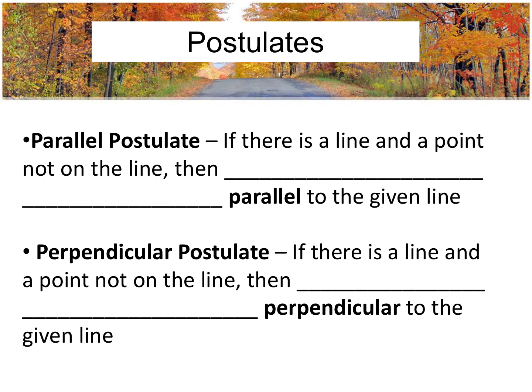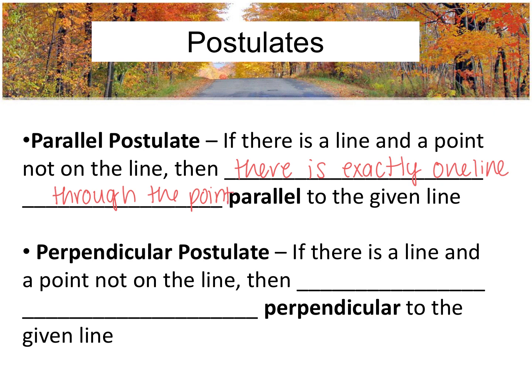If there is a line and a point not on the line, then there is exactly 1 line through the point. All right, so I'm going to draw it out and highlight it. There is a line. Okay, so in blue, I'm going to draw my line. There is a line, and a point not on the line. Here's my point. And a point not on the line. Then there is exactly one line through the point parallel to the given line.